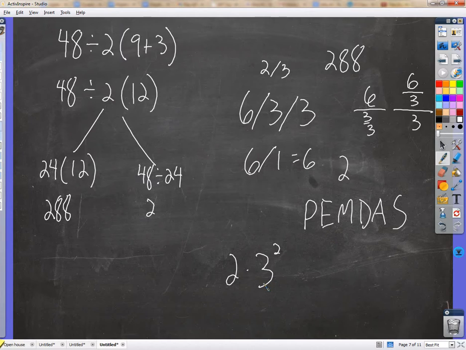If you didn't know anything about this PEMDAS thing, you could just multiply 2 times 3, get 6, square it, get 36. I see numbers, I just don't know which is supposed to be first, other than we agreed to make some of them first.